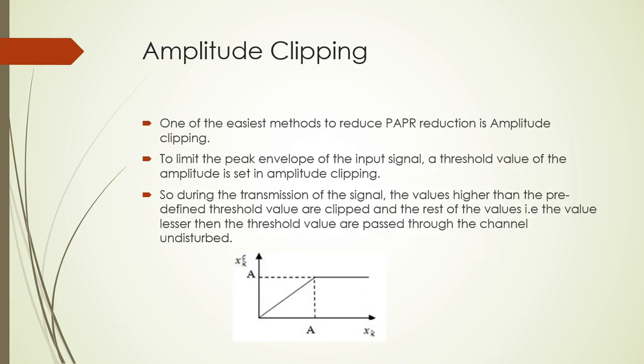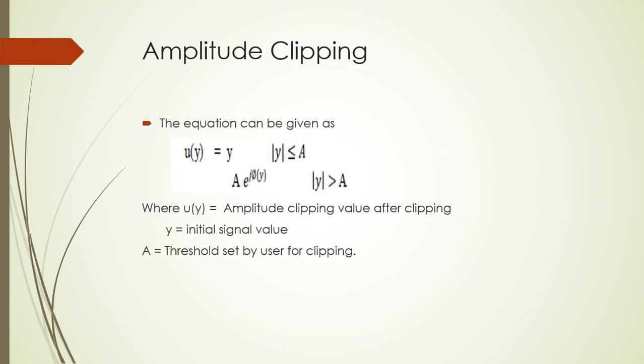Amplitude clipping. One of the easiest methods to reduce PAPR is amplitude clipping. To limit the peak envelope of the input signal, a threshold value of the amplitude is set in amplitude clipping. So during the transmission of the signal, the values higher than the predefined threshold value are clipped, and the rest of the values, that is, the values that are lesser than the threshold value, are passed through the channel undisturbed. This is explained in the diagram, where xc of k is the clipped signal, and x of k is the transmitted signal. The explanation in mathematical form is given.